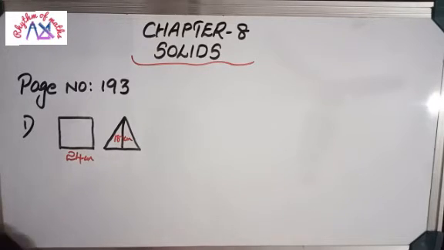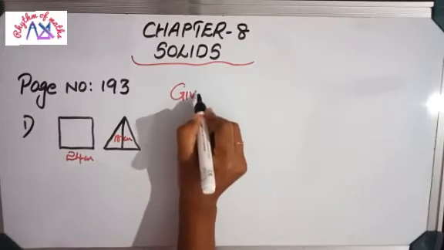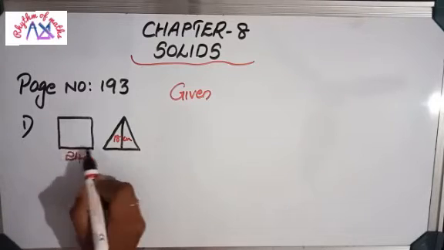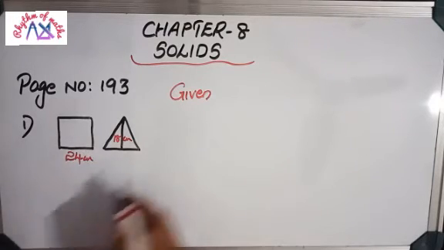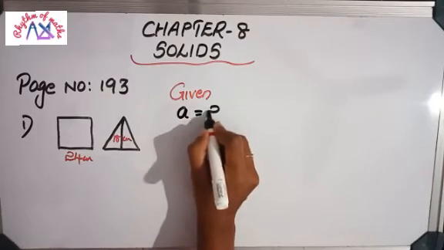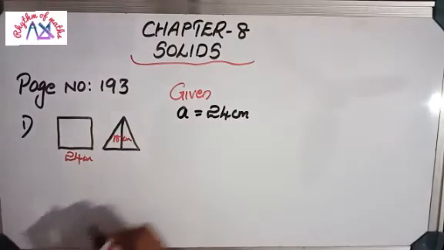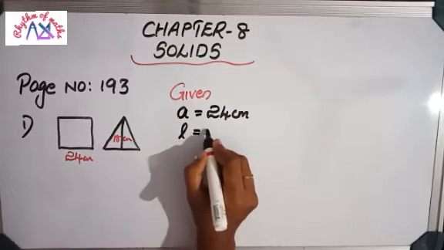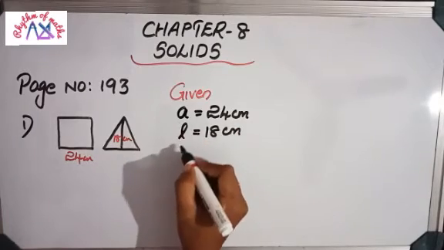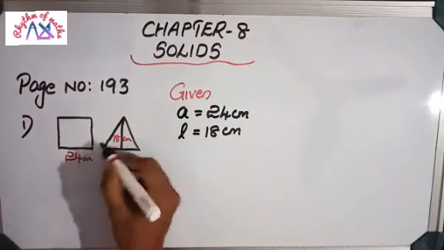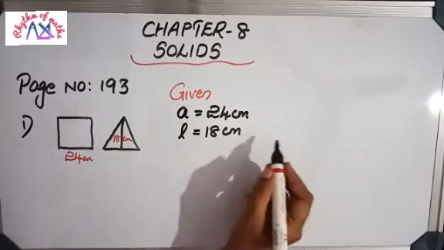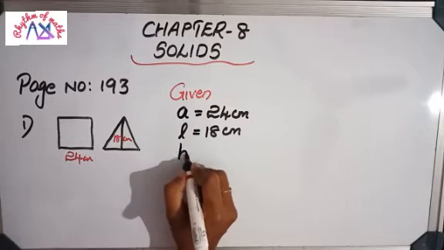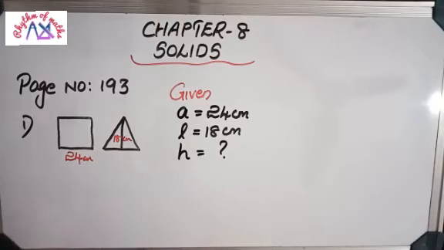So first of all, let's write what are the given measurements. First is 24 centimeter. This is side of the square, that means base edge. So A equal to 24 centimeter. Next is given height of the triangle, that means slant height. L equal to 18 centimeter. You must learn all the terms that we are going to use, like base edge, slant height. So A equal to 24, L equal to 18. What we need to find here? Height. H we need to find.